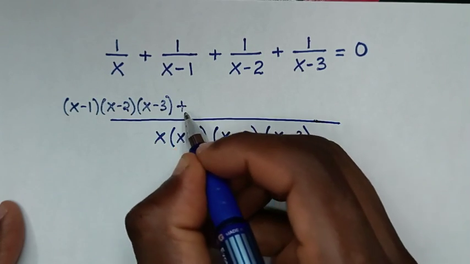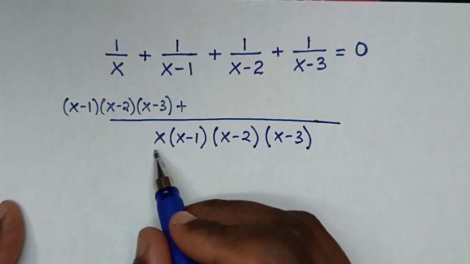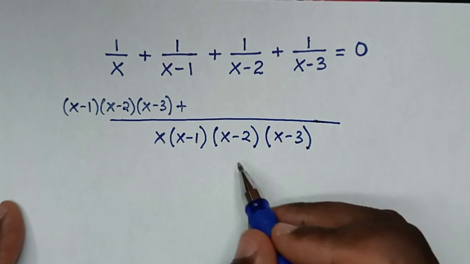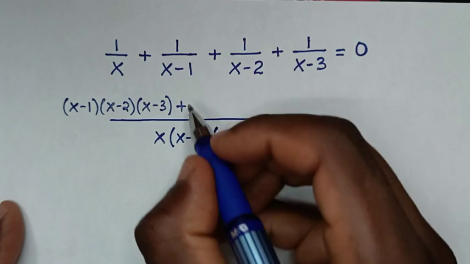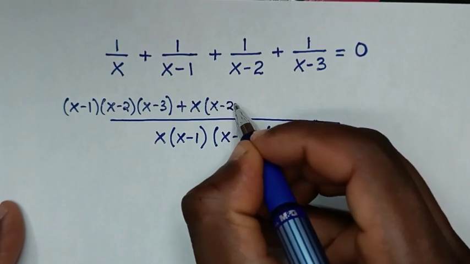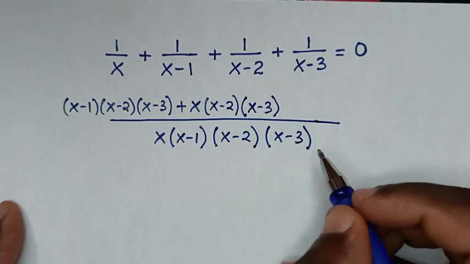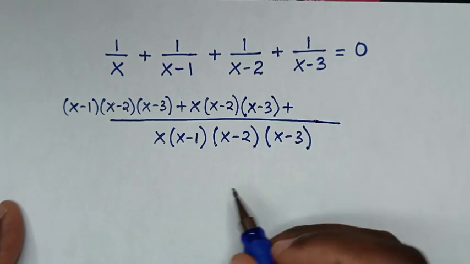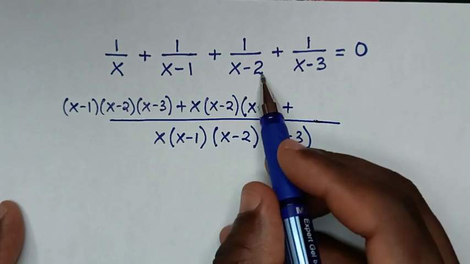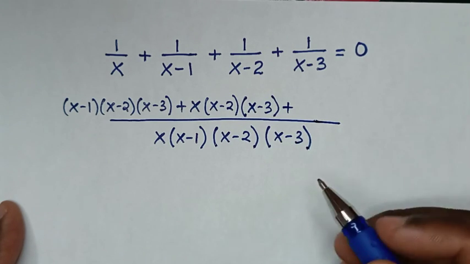Then plus this, divide by x minus 1, it will be x times (x minus 2) times (x minus 3). So it's x(x minus 2)(x minus 3), then plus this, divided by x minus 2, it is x times (x minus 1) times (x minus 3).